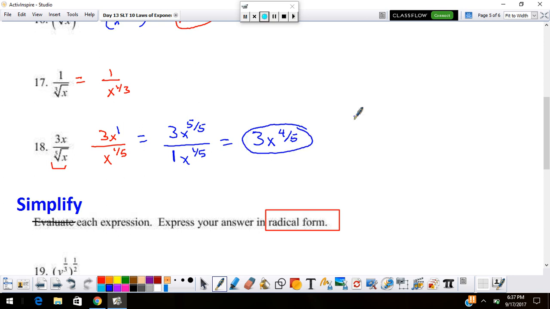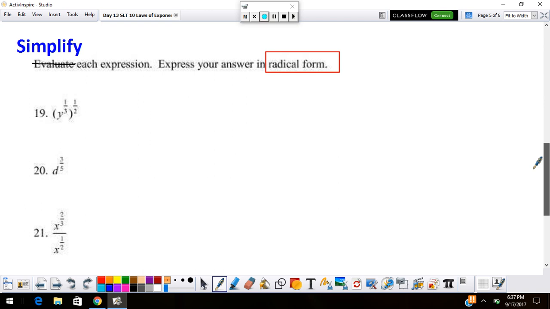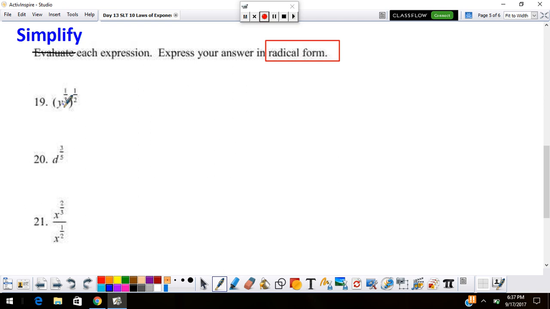Okay, the bottom half of the page is very, very similar. We are simplifying, but now we need to leave our answer in radical form. So let's think. Number 19 is already written with exponents, so that's a bonus. I'm going to multiply across, and I'm going to have y. 1 times 1 is 1. 2 times 3 is 6. But this is not how I want to leave my answer, because I want to leave my answer in radical form. So I'm going to write it as the 6th root of y.